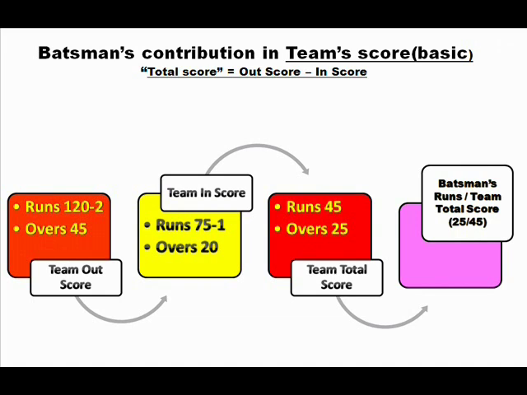Then we can divide his personal runs by the number derived from out minus in score, which is the total runs his team has scored during his stay. This will give us a player's actual value as a batsman and also his contribution to his team's total.